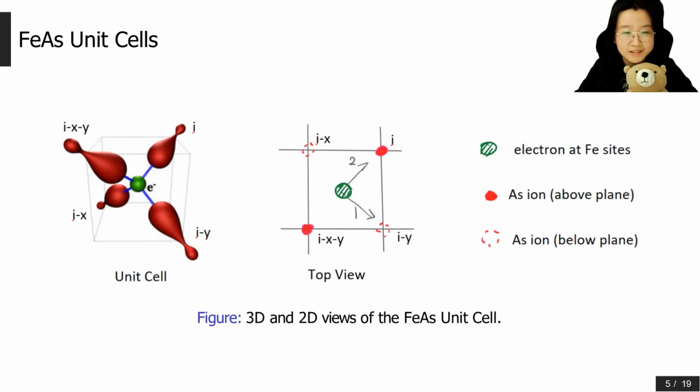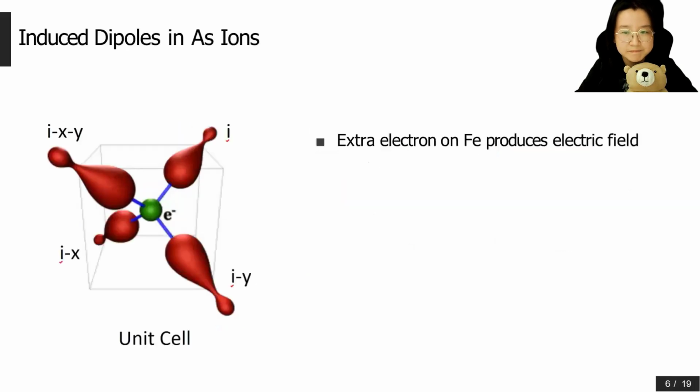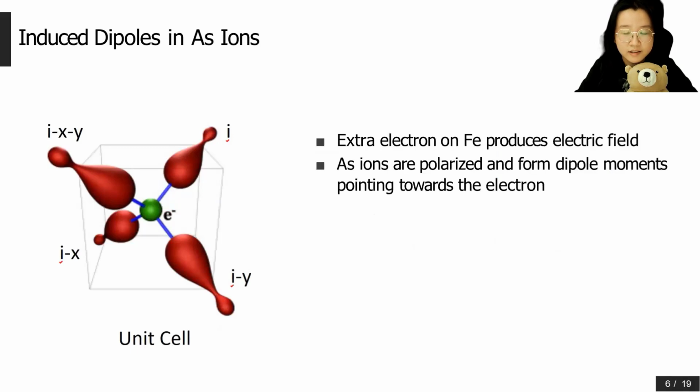Now you may be curious to ask what is happening with these lobe shapes for the arsenic atoms. Well, that is a consequence of the induced dipole moment in these arsenic ions, which is at the heart of our interaction mechanism. We start by having an additional electron on these iron sites, which produces an electric field. The arsenic ions get polarized and form a dipole moment pointing towards this electron in the center of the cube.